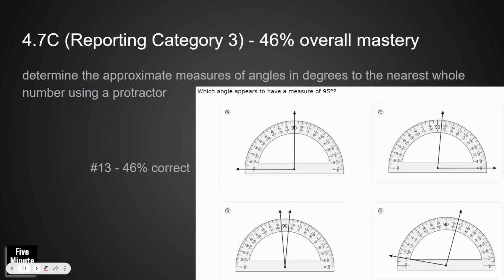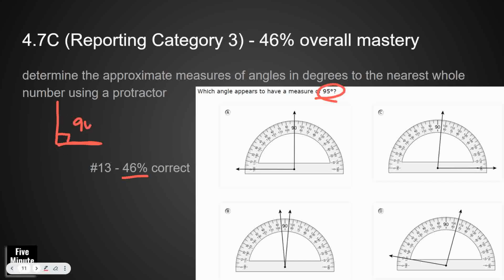So looking at 4.7c, this is reporting category 3. We had 46% mastery, and we're just determining the approximate measure of an angle to the nearest whole number using a protractor, 95 degrees. Only 46% of our students could correctly calculate 95 degrees.